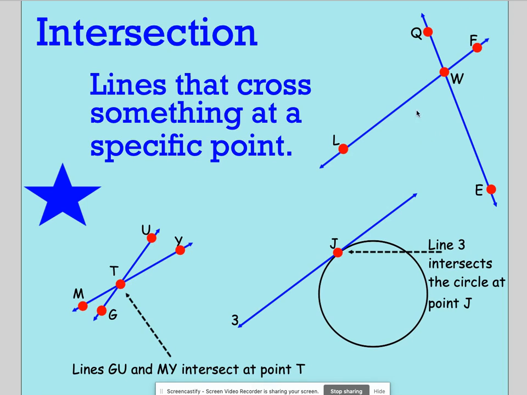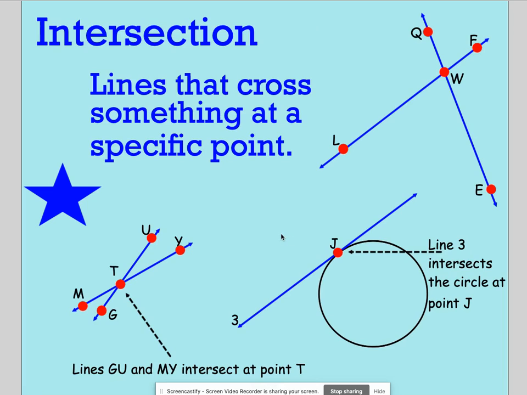Over here in the top right, I have line QE crossing line LF, and that's the point of intersection here, point W. It doesn't matter what angle they're crossing at. The fact that they're crossing means it's an intersection. You should think of driving. Not every street comes to a really nice, even intersection. Sometimes there are sharp intersections where it's hard to see. Sometimes you might even have a roundabout or traffic circle.